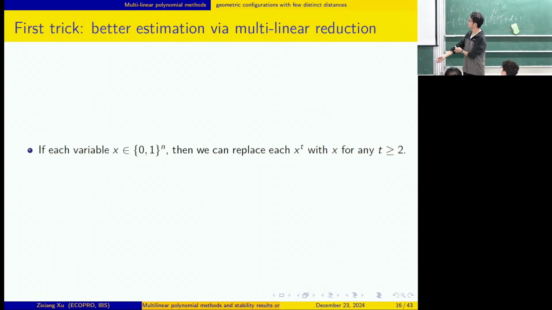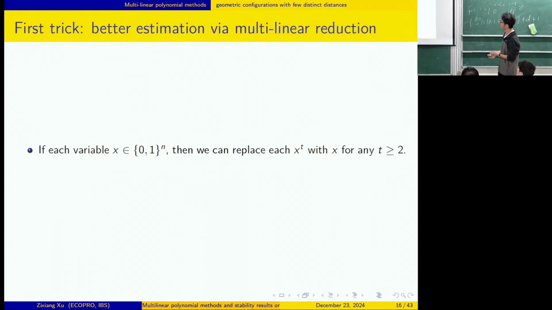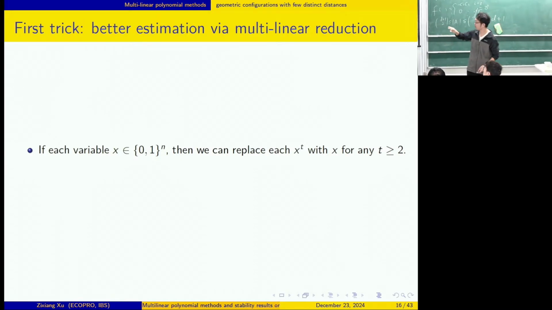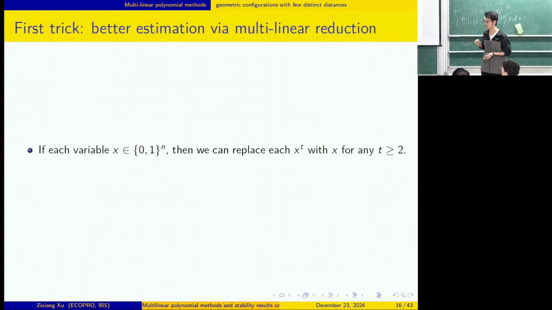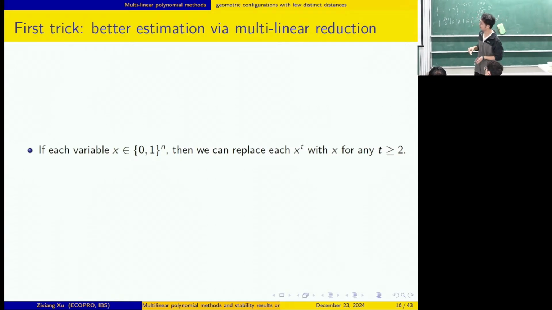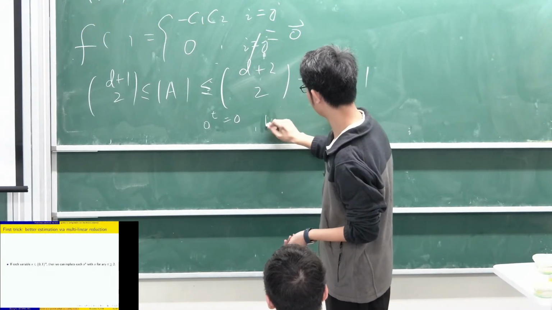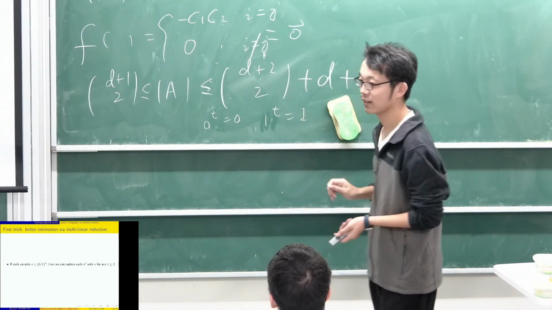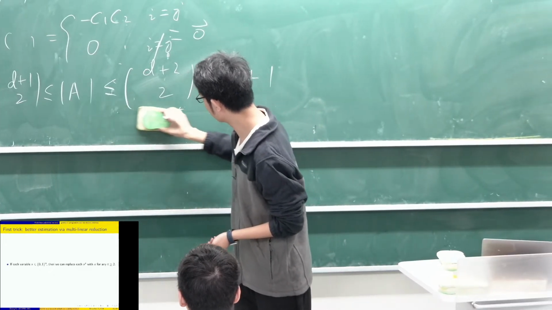And sometimes when we only consider the binary space, then we can remove all of the exponents, because x to the power 1 is x, because 0 to any power is 0, and 1 to any power is 1. Yeah, in the binary space we can use this trick. Okay.